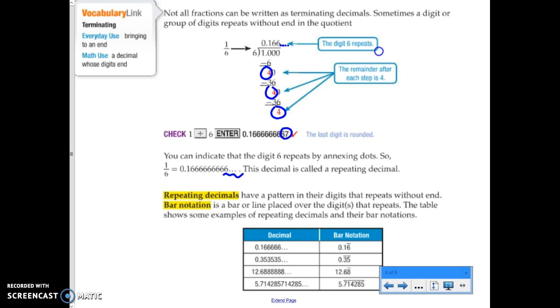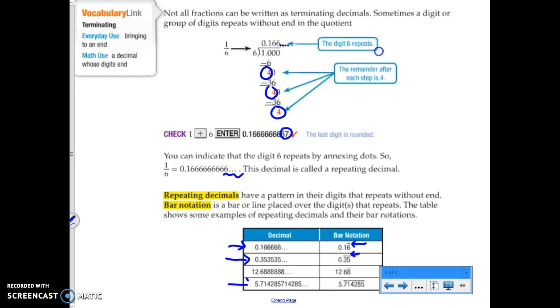So repeating decimals have a pattern in their digits that repeat without end. Bar notation is a bar or a line that's placed over those digits or the digit that repeats. The tables below show some examples of some different repeating decimals and their bar notations. So 0.16666, you can see that only the 6 is repeating, so the bar is only over the 6. The next one is 0.353535. Because both of those digits repeat, you can see that the bar is placed over both of those numbers.